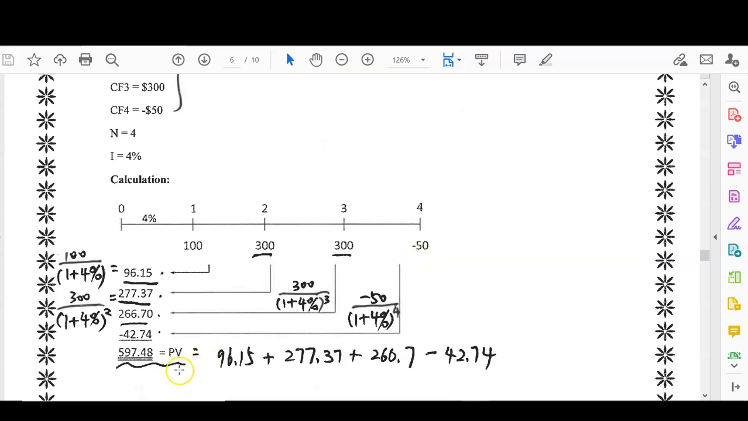Okay, and our total present value would be these 4 numbers, 96, 277, 266, 42. All of these 4 numbers add up. We have 597.49 as the present value of the uneven cash flow, which consists of 4 lump sums. And we calculate the present value of a lump sum 4 times, for each cash flow, and add them up.